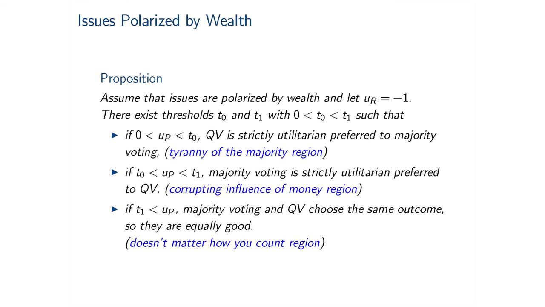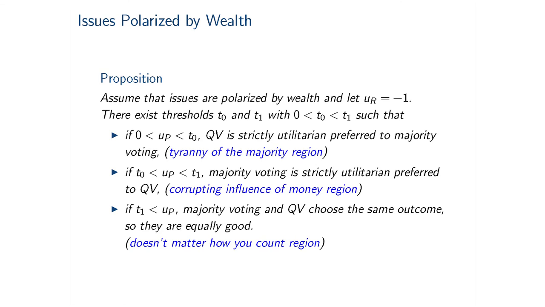Well, then there are three regions. Under majority voting, the poor people will always win because there are more of them. We're going to fix the rich people's utility at negative one and vary the poor people's utility. If it's really low, then the poor people's favorite is going to win under majority voting, but QV is going to take into account this difference in intensity, and it's going to have the utilitarian preferred thing win. So QV is going to be better. That's the tyranny of the majority region that Eric and Glenn are talking about, we think.